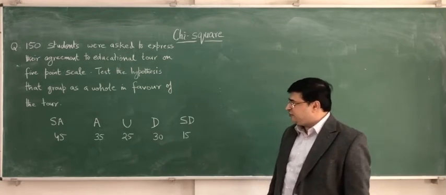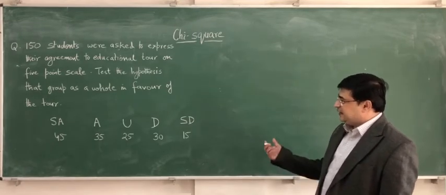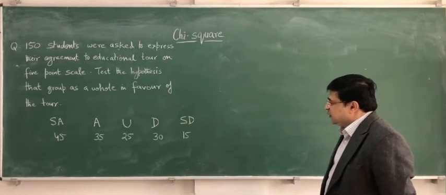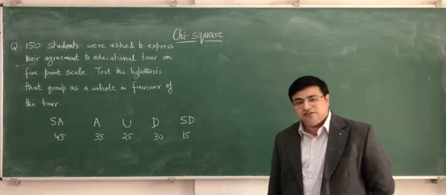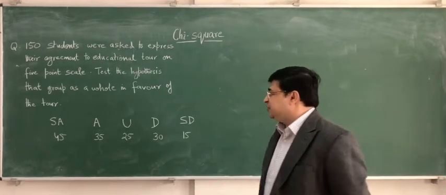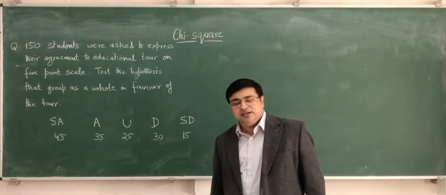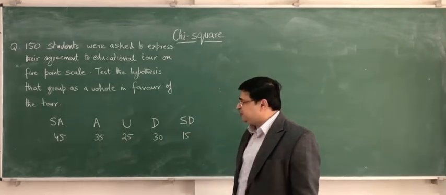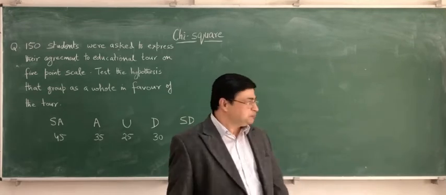So 45 students strongly agreed on the proposal, then 35 students agreed, 25 were undecided, 30 disagreed, and 15 strongly disagreed. So what do we have to find? We have to test the hypothesis that the group as a whole is in favor of the educational tour. So based on these scores, we have to test the hypothesis that the group as a whole is in favor of the tour. So let us solve this.